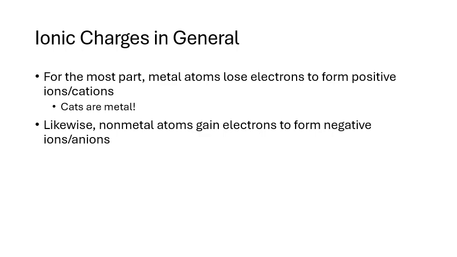So ionic charges in general, for the most part, metal atoms will lose electrons to form ions. That's just what metals do. Metals, when they form ions, lose electrons, which means they become positive. So you can remember that cats are metal and like throw some horns or whatever. But cats are metal, cats are awesome, all that good stuff. And again, so metals lose electrons. We'll talk about how many they lose in a moment. Likewise, nonmetals gain electrons when they form ions to form negative ions or anions.